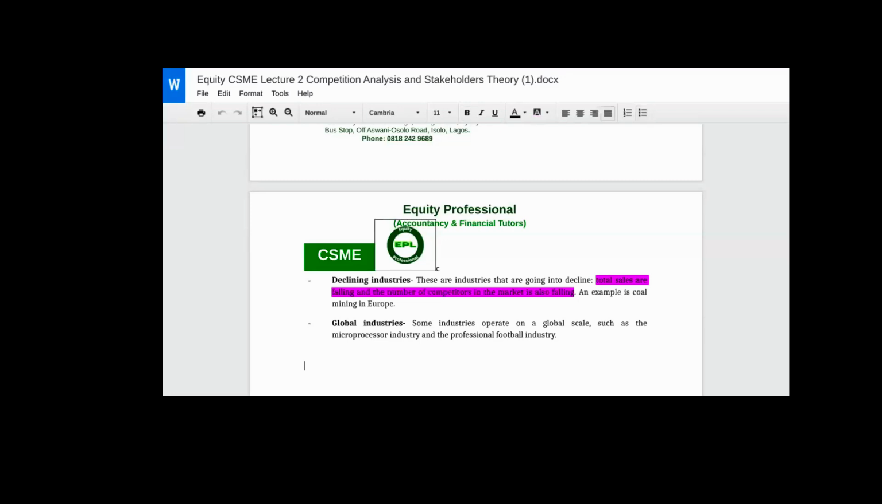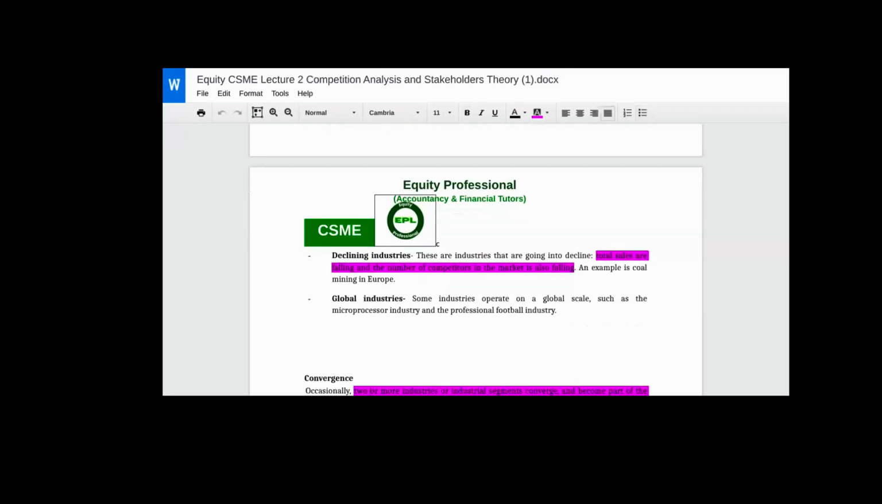And a global industry is an industry that operates on the international level. So in a global industry, we have Nigerian participants operating at that international level. We have so many companies that come from across the globe to operate in a global industry too. A typical example is international banking. All these banks that operate offshore, that's what we call a global industry.